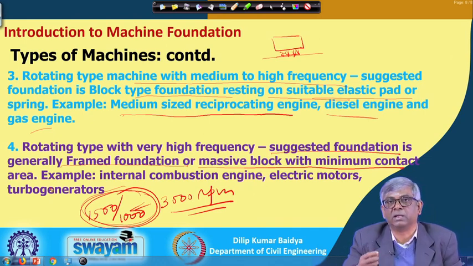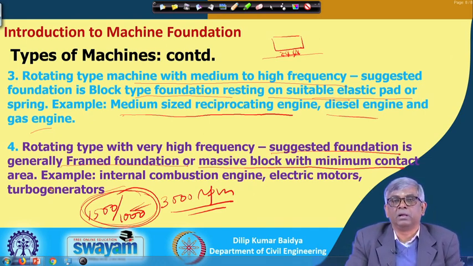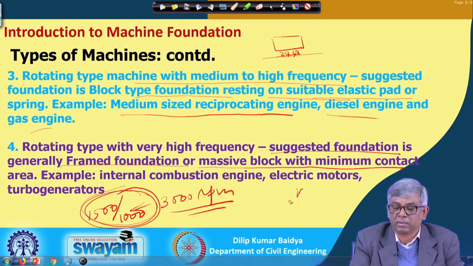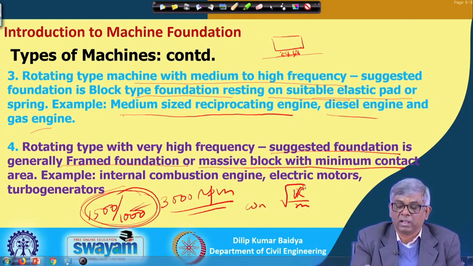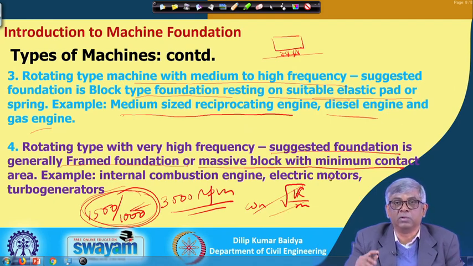If it is a frame foundation, then it will have lesser stiffness, and lesser stiffness means it will have your under root k by m. Under root k by m, if stiffness is less, then automatically omega n also will be less. So, that is the purpose, and sometimes a huge block can also be used. In that case, the contact area should be less.